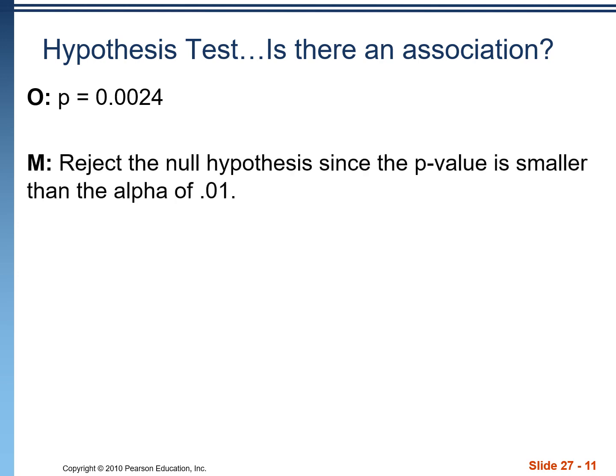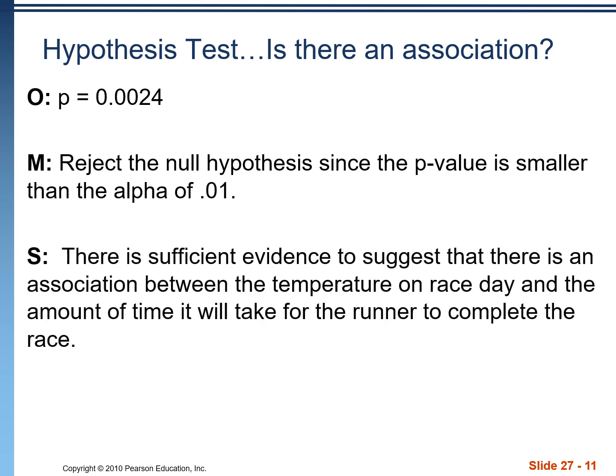Reject since the p-value is smaller than the alpha of 0.01. State a conclusion. There's sufficient evidence to suggest that there's an association between the temperature on race day and the amount of time it will take for the runner to complete the race.